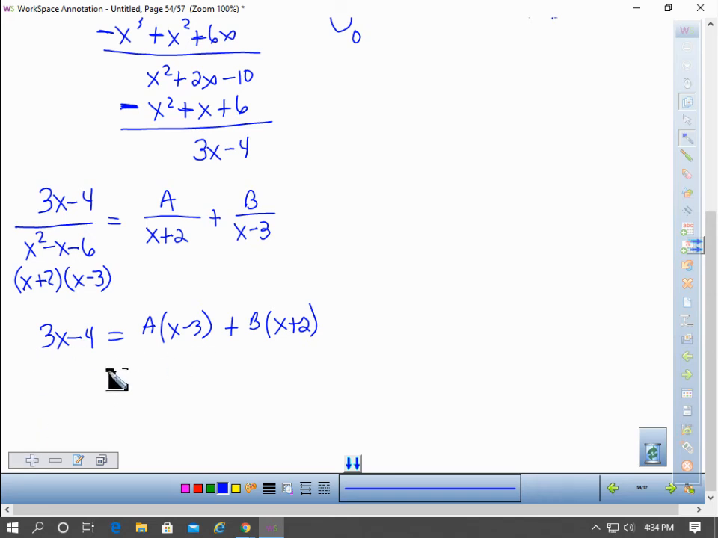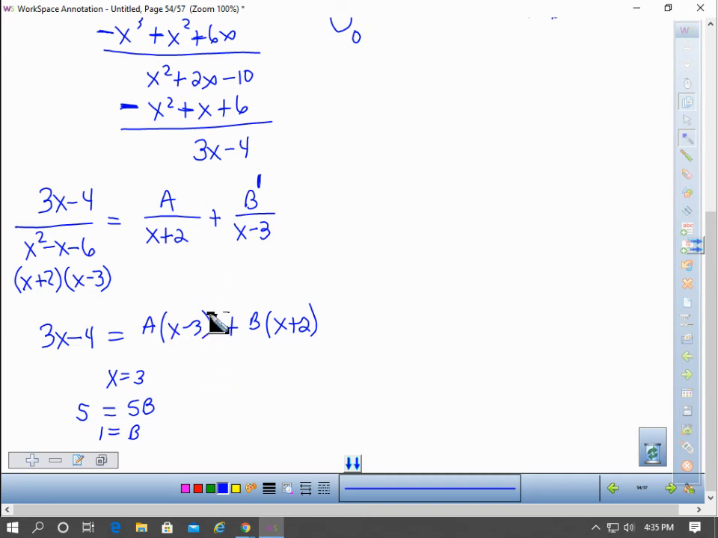Now here's where we get to choose specific values of x to help us out. So I'm going to get rid of the A. I'm going to choose x to be 3. So if I choose x to be 3, I'm plugging in 3's everywhere. If I put a 3 here, that'll be 9 minus 4, that'll be 5. Putting a 3 in here, the A's gone. Putting a 3 in here, that'll give us 5B. So when you divide by 5, B is 1. So B is a 1 right here.